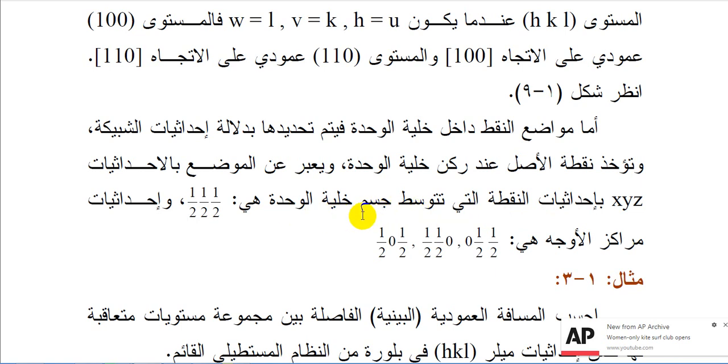Meaning centeredly positioned, or centeredly located in the body of the unit cell, which means located in the middle of the body of the unit cell: 1/2, 1/2, 1/2. And the coordinates of the face centers are 0, 1/2, 1/2; 1/2, 0, 1/2; and 1/2, 1/2, 0.